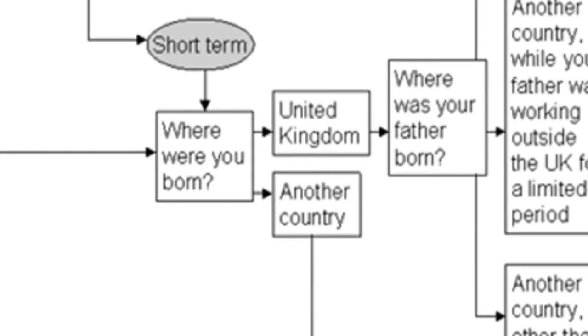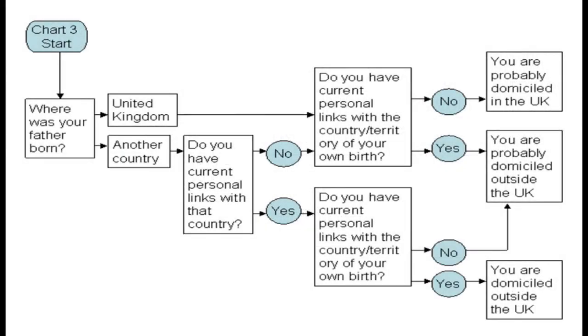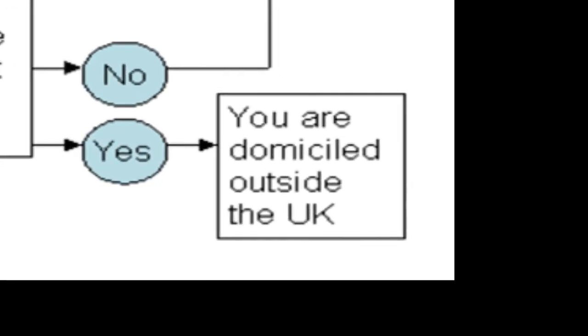Next question: where were you born? Another country. Then go to chart 3. On chart 3, where was your father born, in the UK or in another country? Another country. Do you have current personal links with that country? Yes. And then the question is, do you have current personal links with the country or territory of your own birth? If the answer is yes, then you're domiciled outside of the UK. Let me just zoom in on that for you.